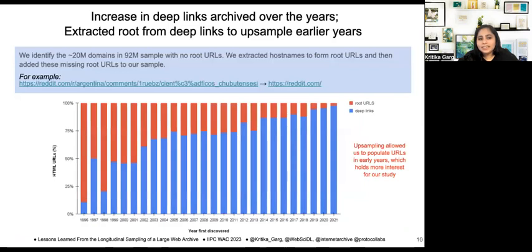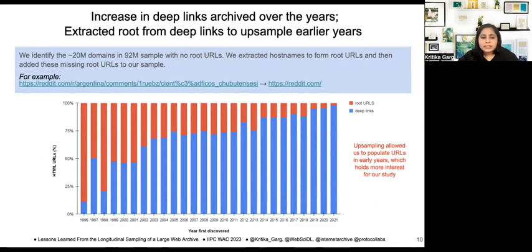The other thing that we learned is how deep links have increased over the years. So we extracted host names from these deep links. For example, this reddit.com/Argentina/comments, this whole deep link, we extracted the host name from it, https://reddit.com, and then we saw if it is already present in our data set or not. So we found 20 million such domains which were not already in our data set and added them to our sample, and that helped us upsample the earlier years.